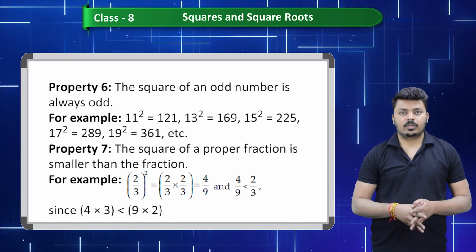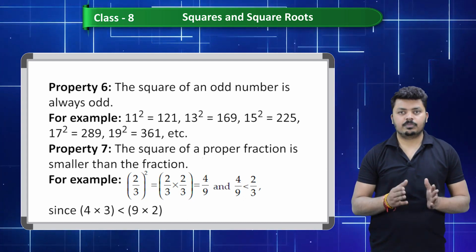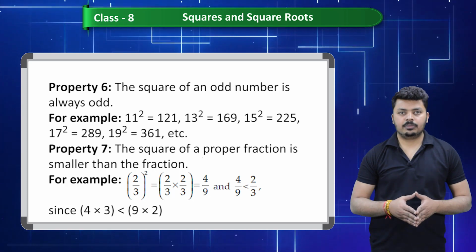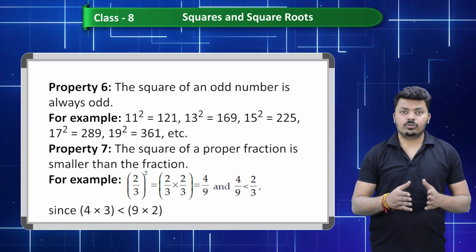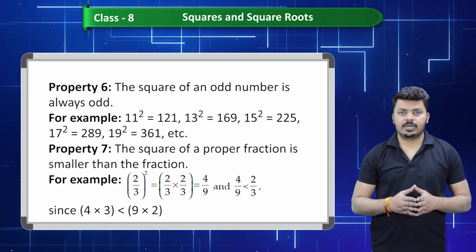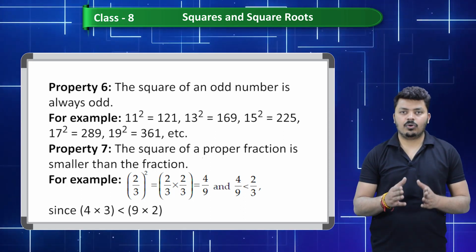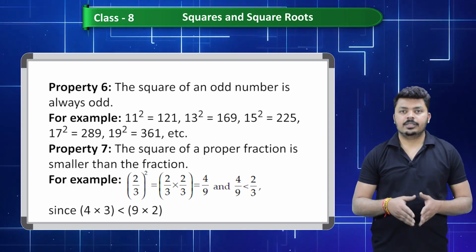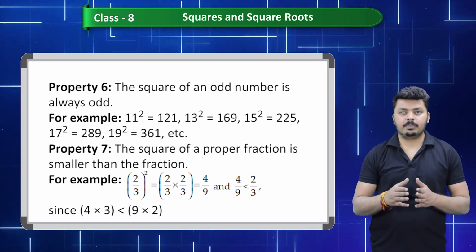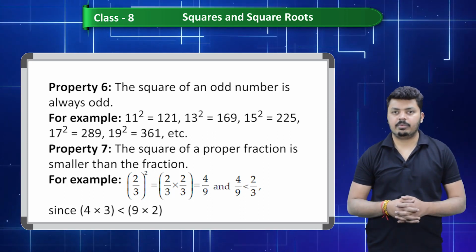Property 7. The square of a proper fraction is smaller than the fraction. For example, (2/3) to the power 2 equals 2/3 into 2/3 equals 4/9, and 4/9 is less than 2/3, since 4 multiplied by 3 is less than 9 multiplied by 2.